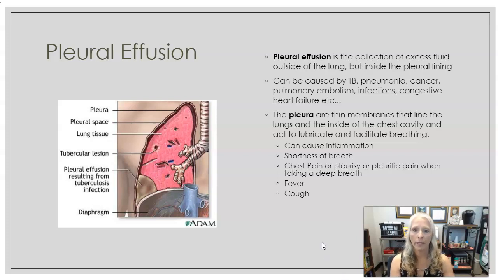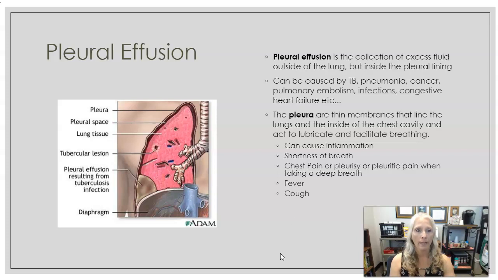Next, we have a pleural effusion. A pleural effusion is when you collect excess fluid. It's outside the lung, but it's inside the pleural lining of the lung. So it's like a water balloon, and that's going to compress lung tissue.